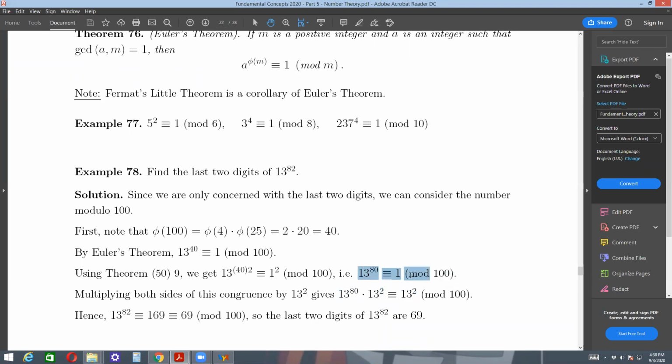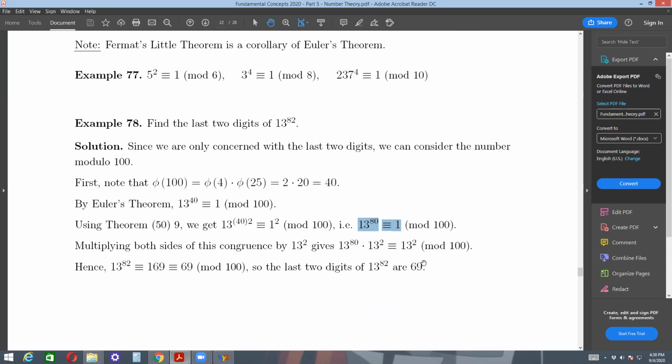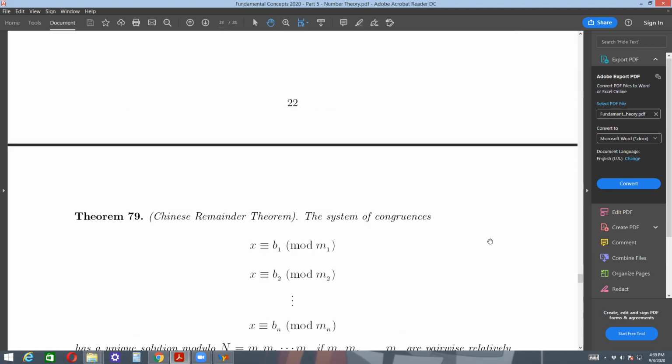So we had this, multiply both sides by 13 squared, and we get this, and 13 squared is 169. So basically what that means is the answer is 69. That's the last 2 digits. And that's how you use Euler's theorem for something like this. Now, it's straightforward like this when you have numbers to consider, but sometimes you use it with variables as well. So those are things you'll have to learn with practice.